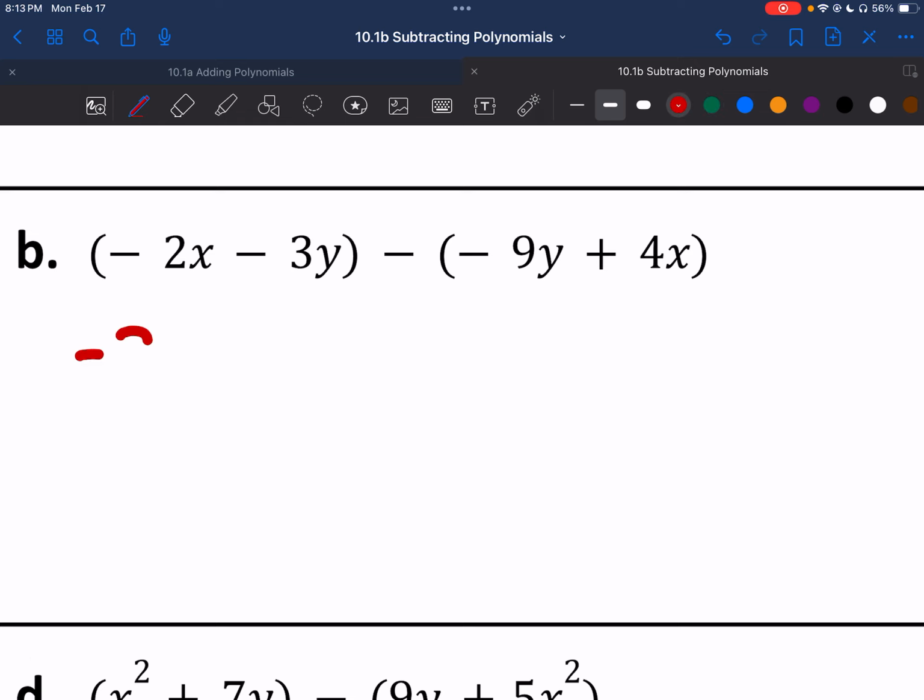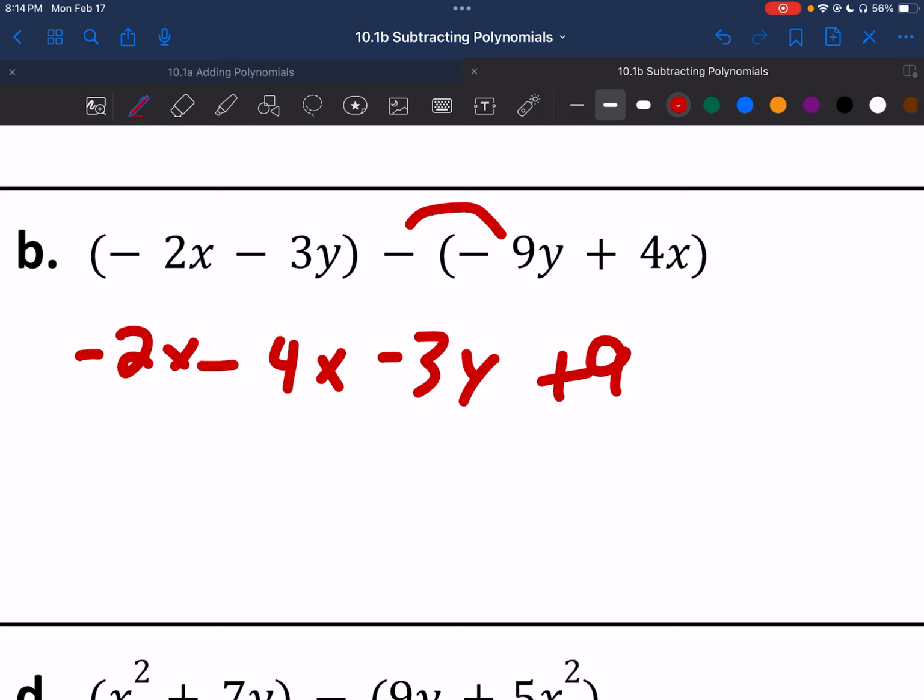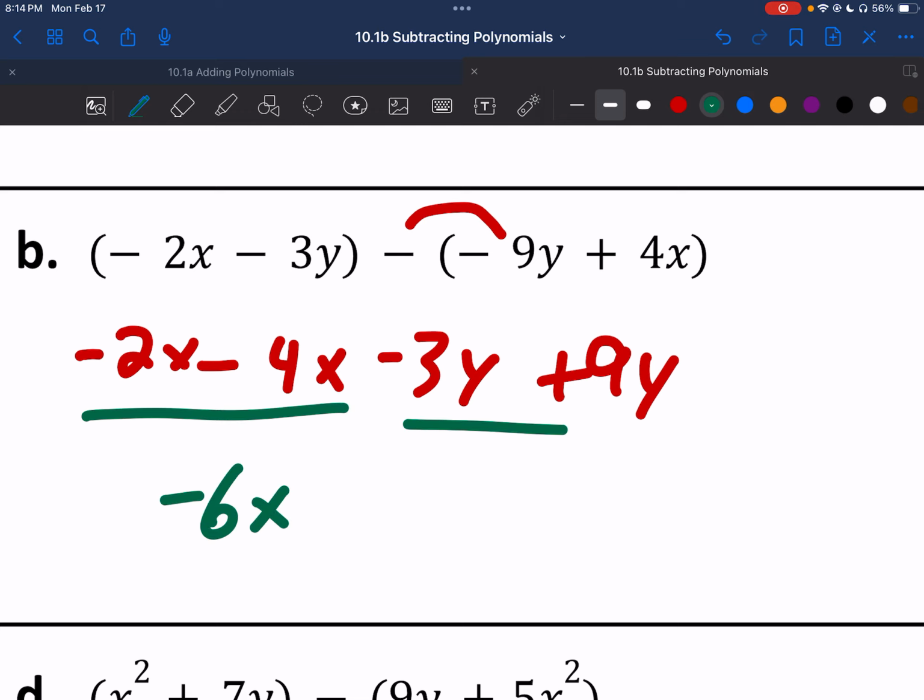We have negative 2x minus 4x. We have negative 3y. We have minus a negative 9y, so that's plus 9y. Combine like terms. Negative 2x minus 4x is negative 6x. Negative 3y plus 9y is plus 6y.